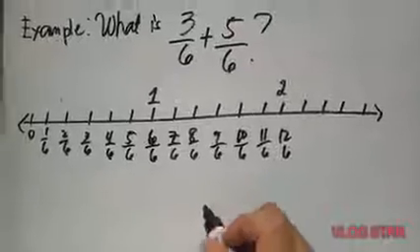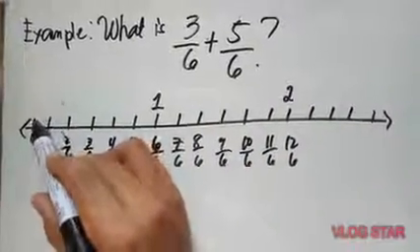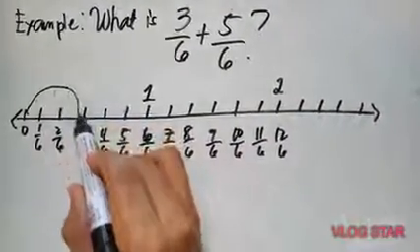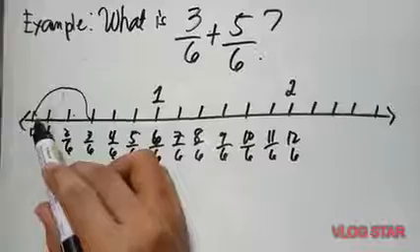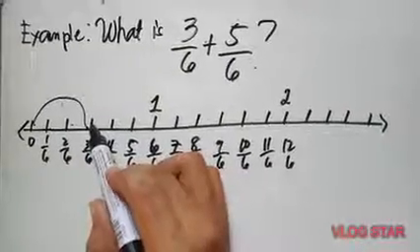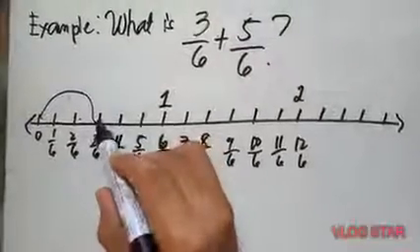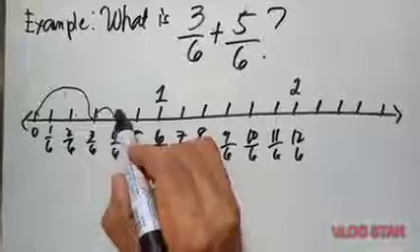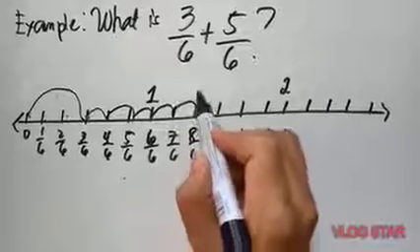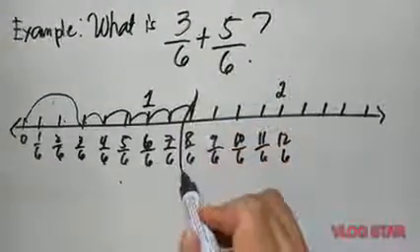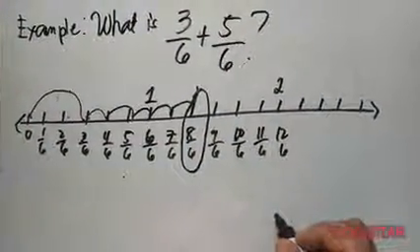Another way of adding this is using a number line. First we have 3/6, so from 0 to 3/6: 1, 2, 3. The next is, because each part is 1/6, we have 5/6. So we will move again 5 parts: 1, 2, 3, 4, 5. So we end here. The sum of 3/6 and 5/6 is 8/6.